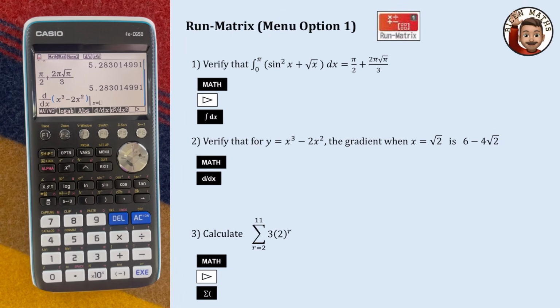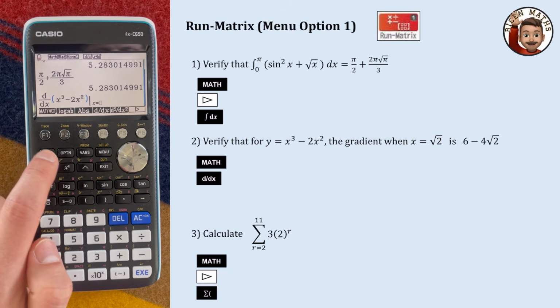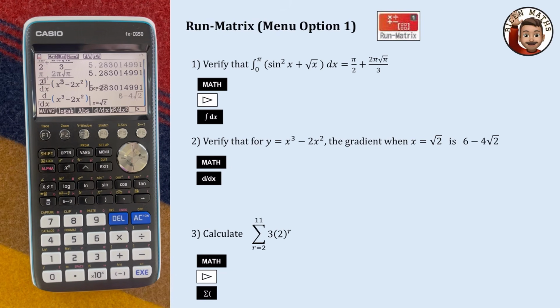And we want to substitute in the x value as the square root of 2. So I'm going to use the square root of 2 in here. And it gives us the answer straight away, 6 minus 4 root 2. So it can just verify it straight away.